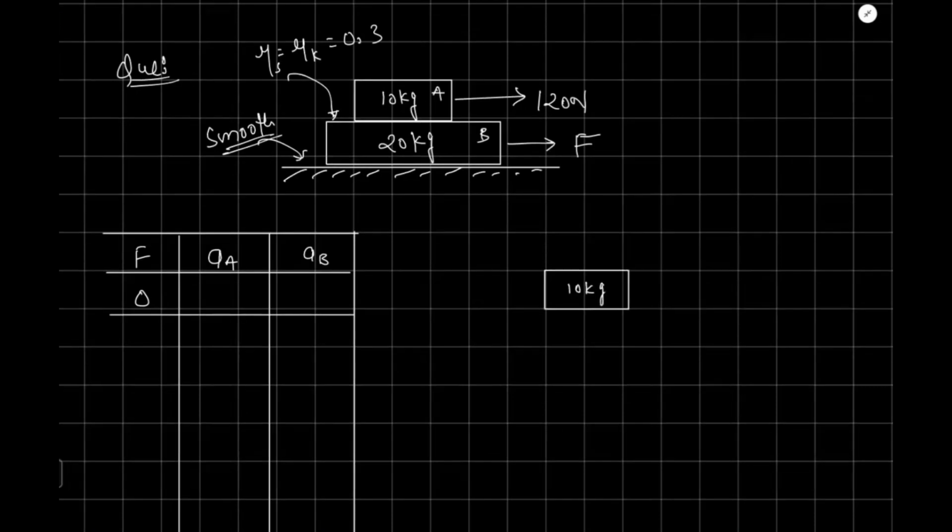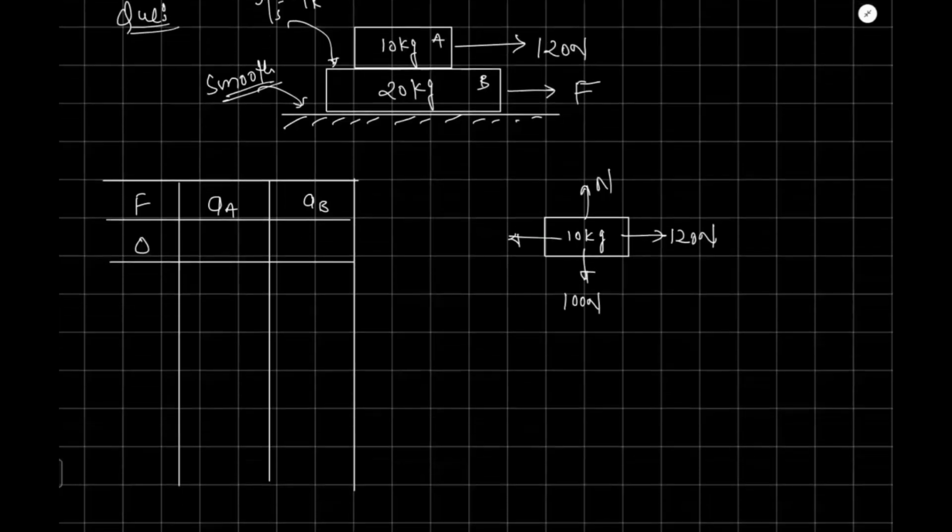Let's say this block is 10 kg. So we'll make a free body diagram. Downward there is a 100 Newton force going to act. Upward is a normal reaction. This side force is 120 Newton, and on this side the friction force is going to act. How can we find the value of this friction force? Mu into N. The value of mu is given as 0.3, and the value of N is 100 Newton, which we can figure out from here. So we'll get friction force as 30 Newton.